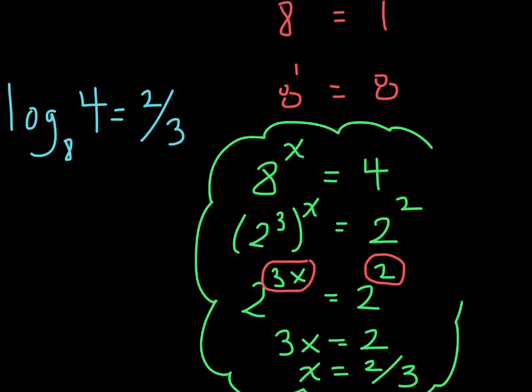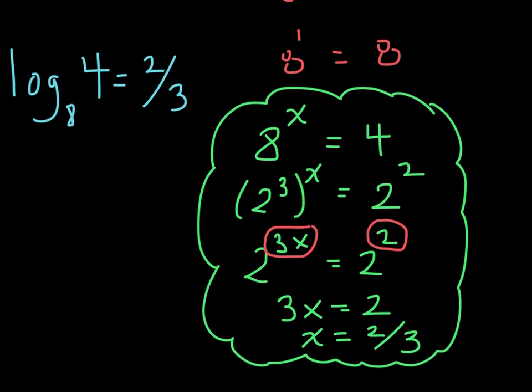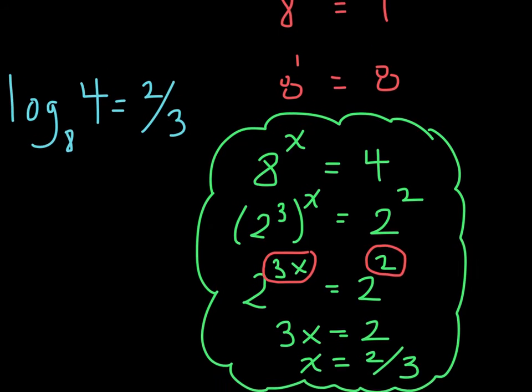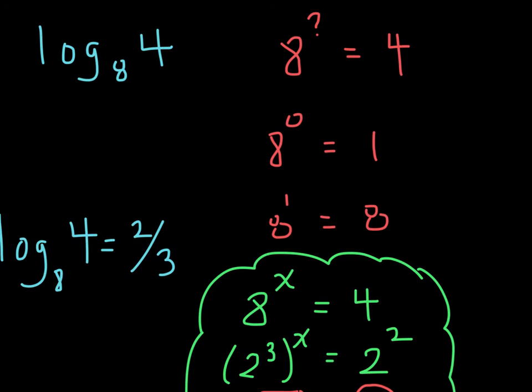Notice that this whole approach here was me trying to get a common base on both sides. And once you get a common base on both sides, you can set the exponents equal to each other and solve, okay? Hey, by the way, up here, we had said that the exponent to which you raise 8 to get 4 must be a fraction between 0 and 1, and it is. 2/3 is a fraction between 0 and 1. All right, that one was more challenging. Let's see if we can do another one.